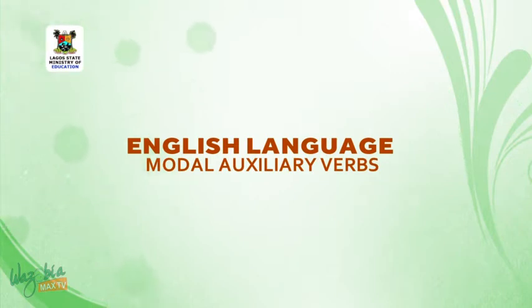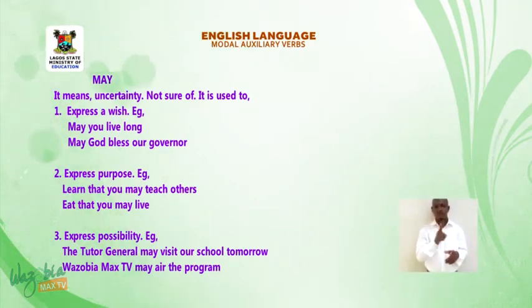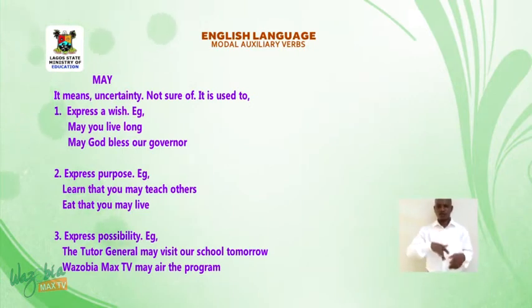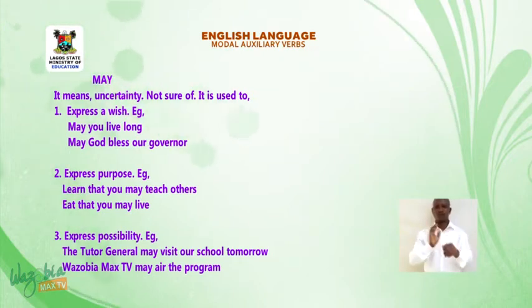Students, welcome to the second part of today's lesson. Now let's continue our class with may, M-A-Y. It means uncertainty, not sure of. It is used to, one, express a wish. For example, may you live long. May God bless our governor.